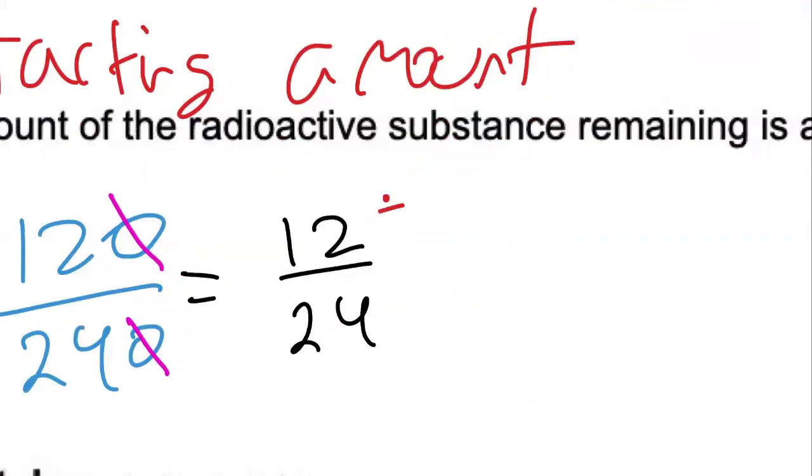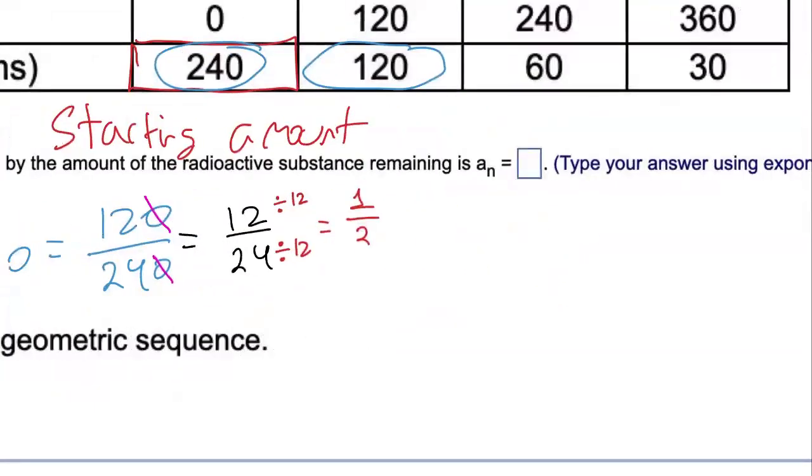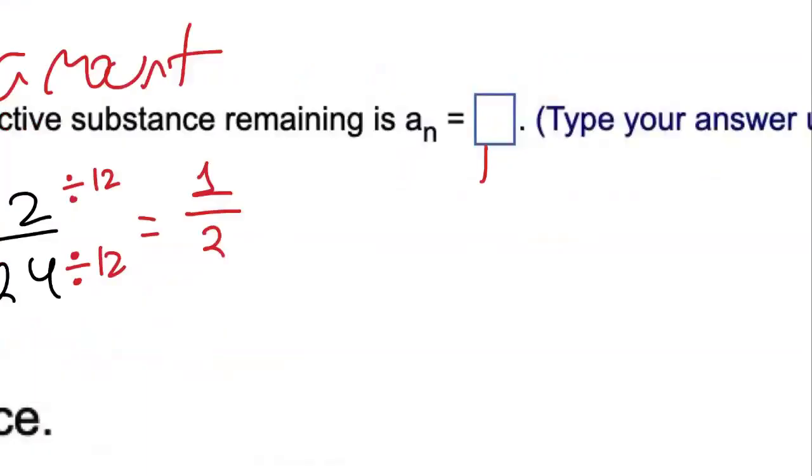Now you can divide it by 2, but what other number can you divide it by? The bigger the number, the faster you get this. Very good. So the bigger the number you reduce by, the easier it is. In this case, 12 divided by 12 is 1, and 24 divided by 12 is 2. Very good, Shana got it correct. So it's 1/2.